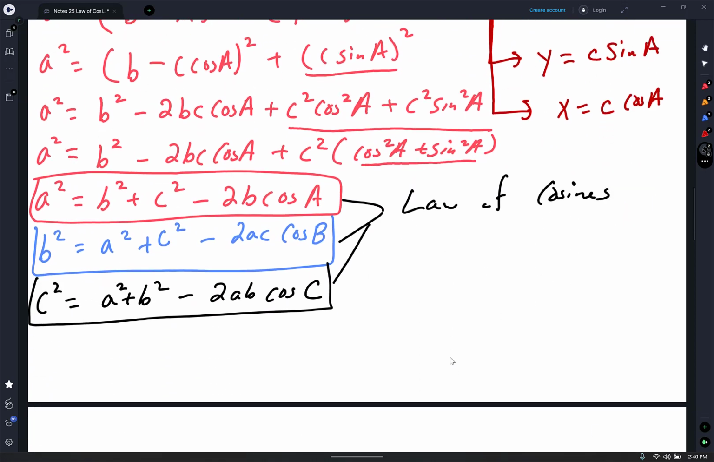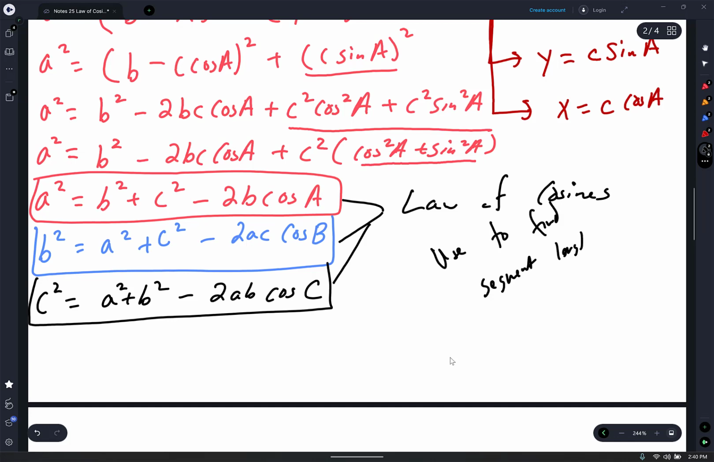Chop, when do I use the law of cosines? Use it to find a segment length or an angle of a triangle. Of course, you need two sides and an angle at least to do any calculations. Cool or not cool? Don't worry, we're going to show you how to use it.